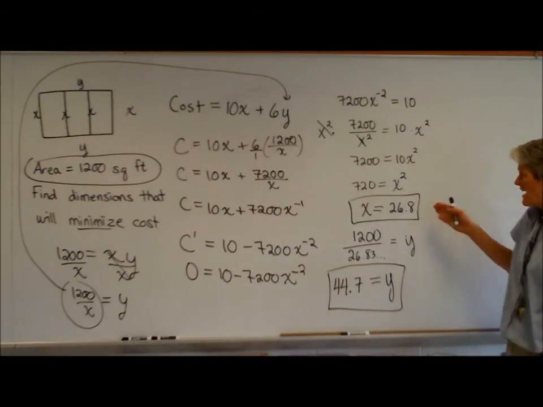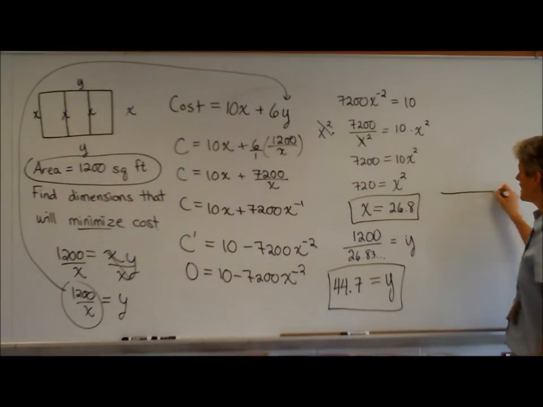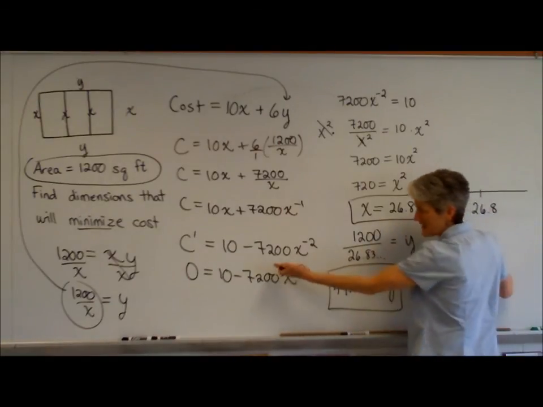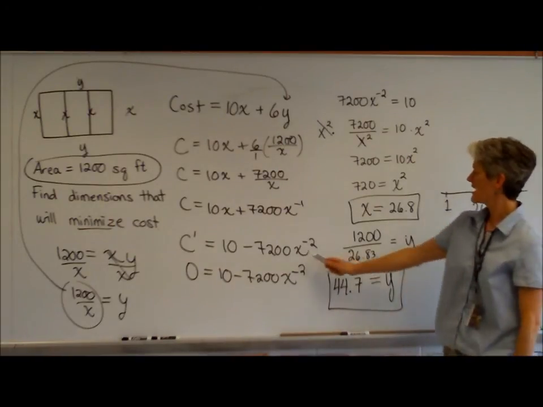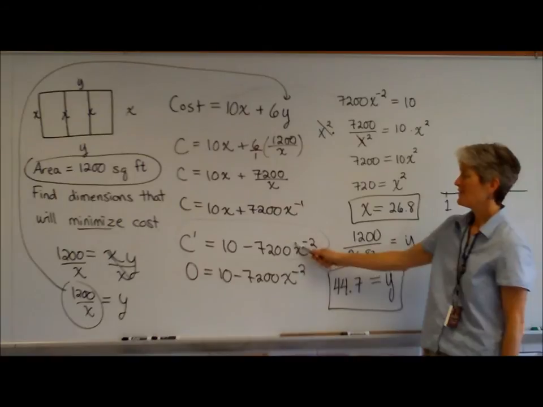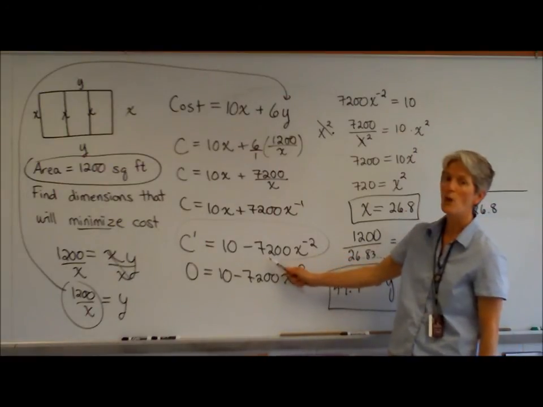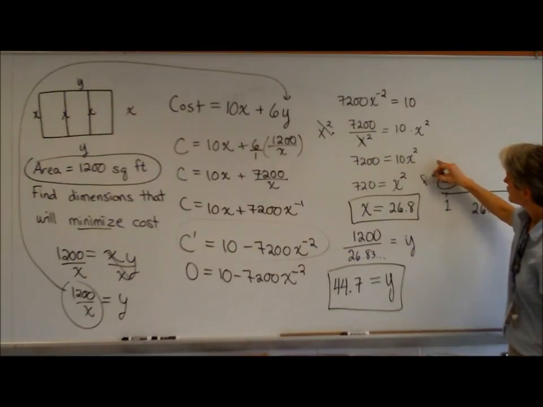So the other thing we need to do is I just kind of assumed that that would minimize my cost. This could be a maximum for all I know. So you should always verify that you have in fact found a minimum. So since we worked with x, let's work with our x. Let's pick a value less than 26.8. I know we like to pick 0, but I can't pick 0 because that's going to give me something undefined. So let's just pick 1. That's smaller than 26.8. If I plug 1 into my derivative, 10 minus 7,200, remember that's going to be a denominator, so divided by 1 squared. That's just 10 minus 7,200. That's going to give me a negative value. So my first derivative is negative there.